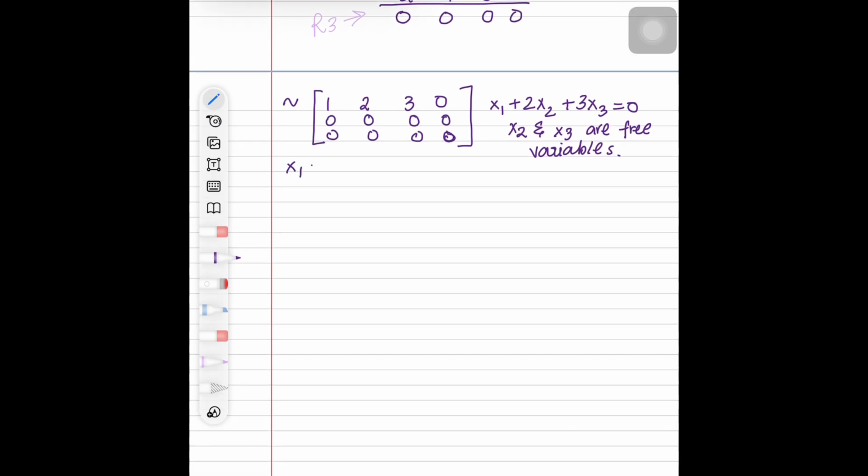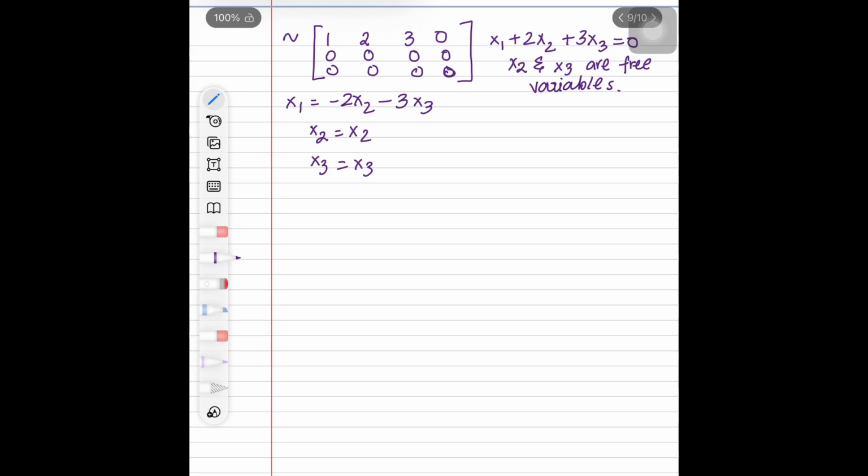So x1 equals -2x2 minus 3x3. From the equation that we have right here, we just solved it for x1 since that's the pivot position. And we have x2 equals x2, it's free, so x3 equals x3 as well. So the null space of A minus 3I is equal to the set of x2 times.